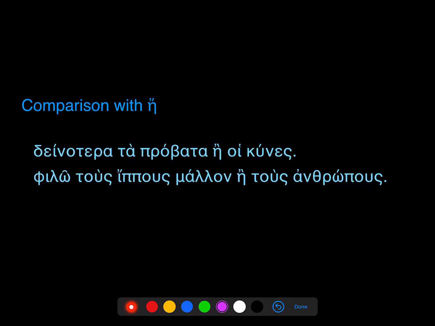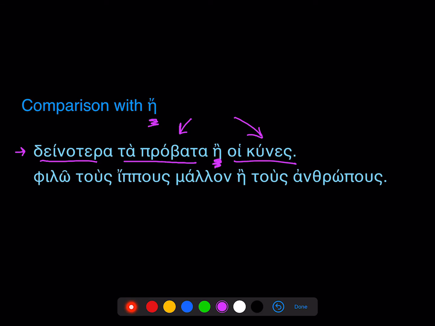Now, we have comparative adjectives. How do you compare two things? So, you can use ē (than) and the same case for the compared things. So, let's take a look. Deinotera ta probata ē hoi kunes. The sheep are cleverer than the dogs. Okay, so here's our ē. The sheep are nominative plural, so the dogs are nominative plural.